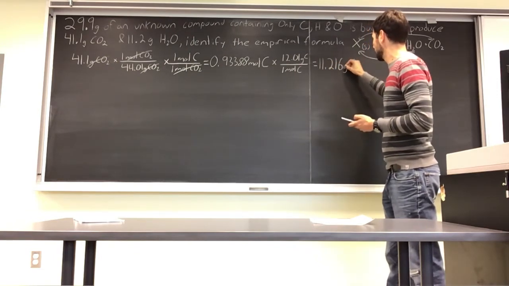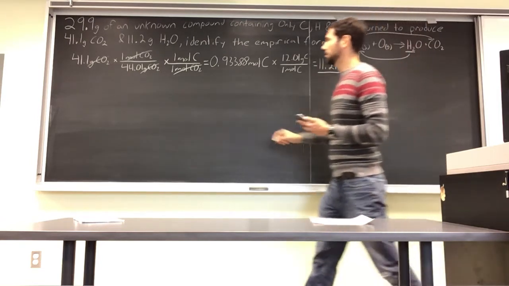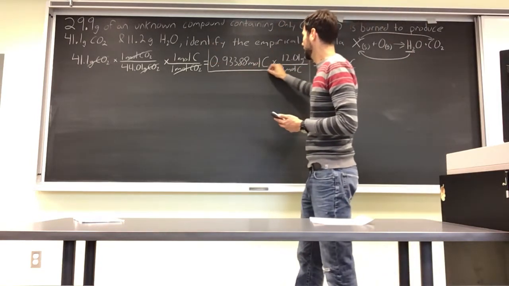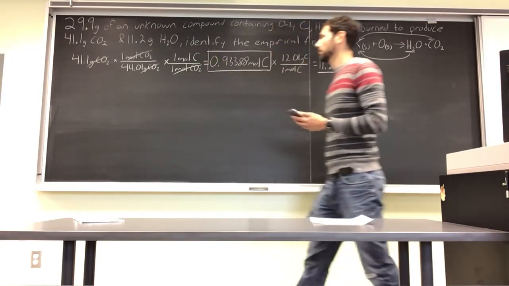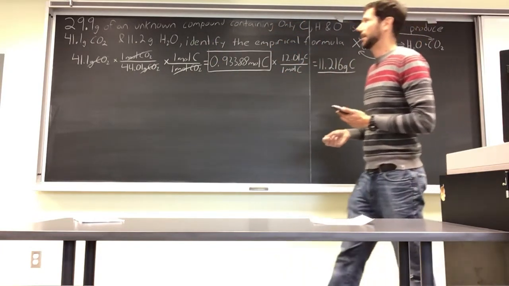And that's grams carbon. So we're going to need this number here to figure out our oxygen, and later on we're going to need this number here to figure out our empirical formula. So we've done this for carbon. Let's do the exact same thing again for water.